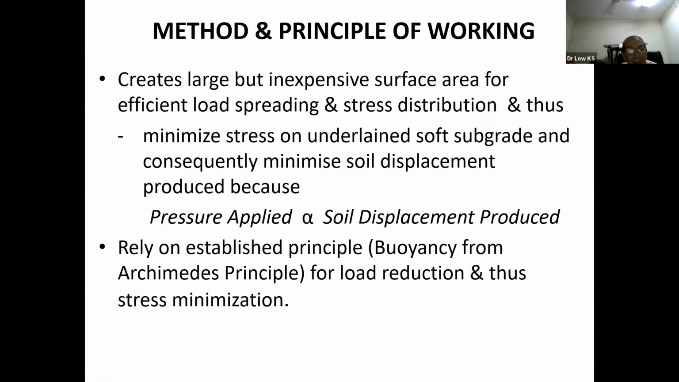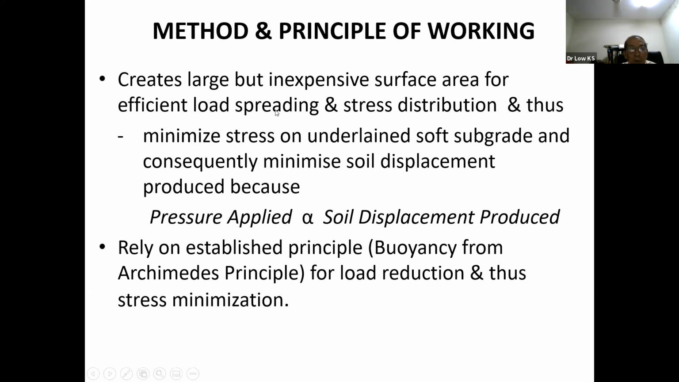So, the method and principle of working: we create a large area, but inexpensively. That is our selling point. Anyone can create a large area, but inexpensively. Moreover, I find that bamboo is almost indispensable, because not many materials on earth have buoyancy, right? In this application, the buoyancy is very useful. So it is inexpensive, gives a large area, and also gives another advantage, buoyancy. Because of this, at the end, we can afford to have a very efficient load spreading.